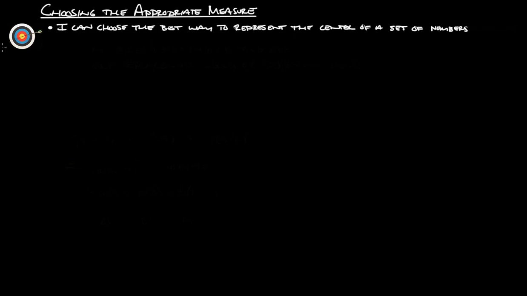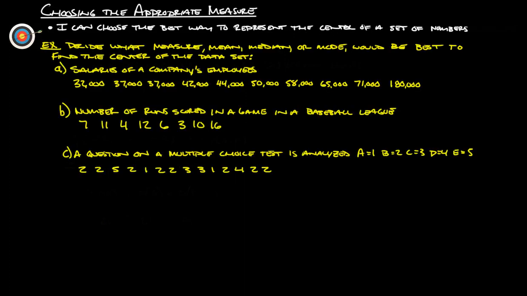I'm going to take you through the notes on choosing the appropriate measure. At the end of this, you should be able to say, I can choose the best way to represent the center of a set of numbers. We're simply going to look at some examples here, and that should pretty much take care of us. Decide which measure, mean, median, or mode, would be best to find the center of the data set.